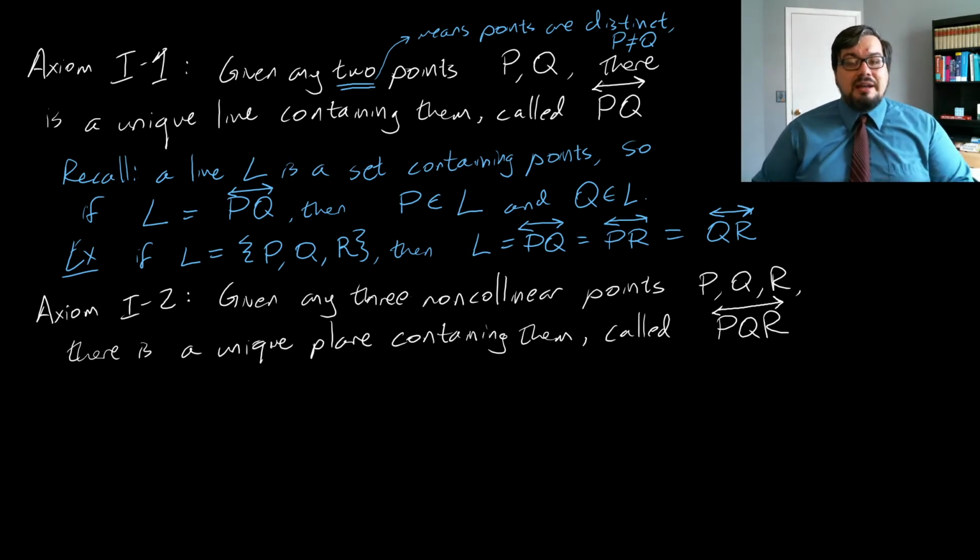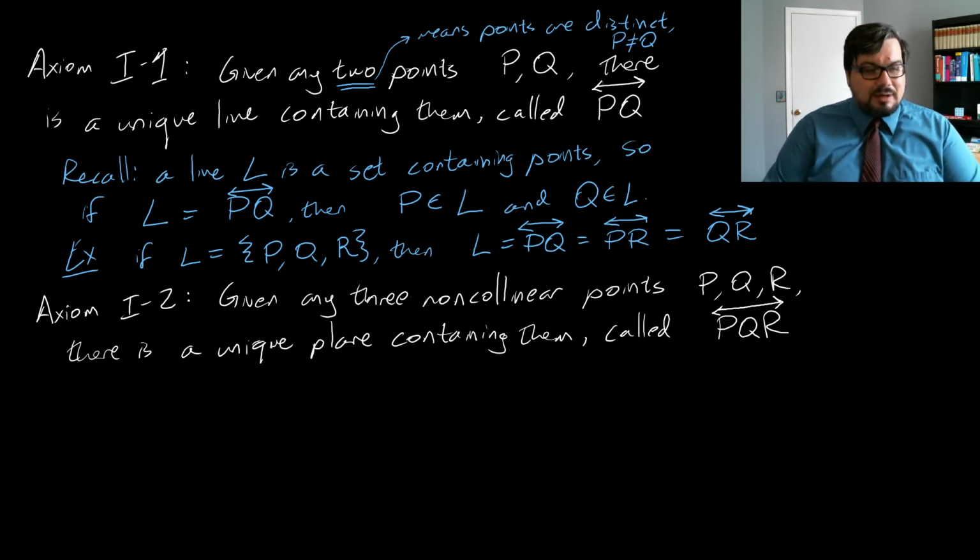And just like with a line, there are many different descriptions of a single plane, as long as you take any 3 non-collinear points in that plane. Now, non-collinear means that they don't all lie on the same line. If a collection of points do all lie on a single line, we say those points are collinear. They lie on the same line. If they don't, then we say the collection of points is non-collinear. So axiom I2 is sort of the plane version of axiom I1.